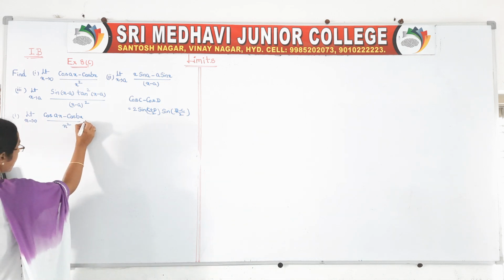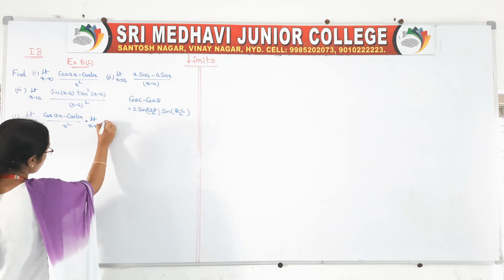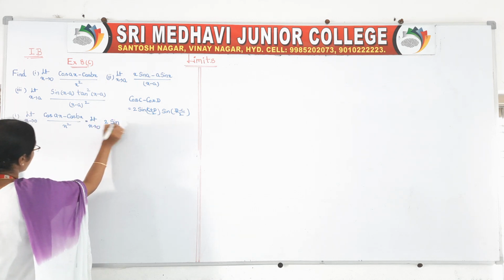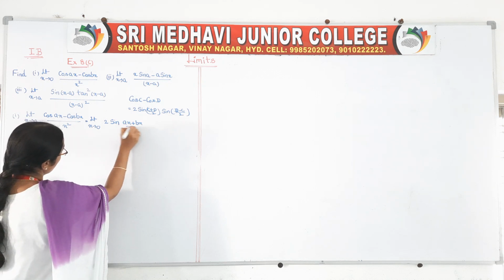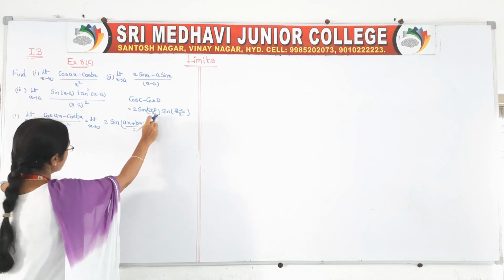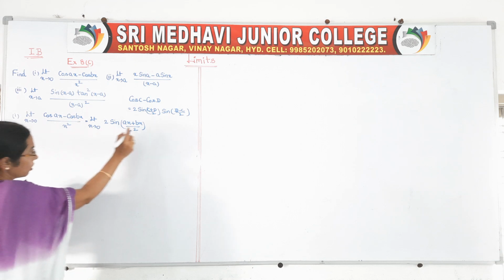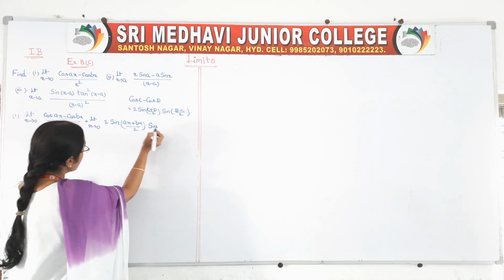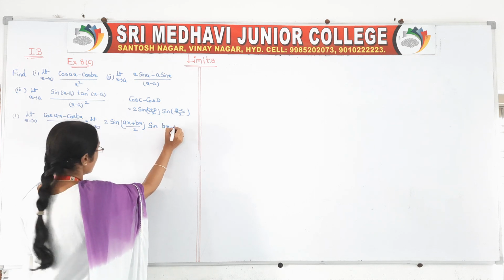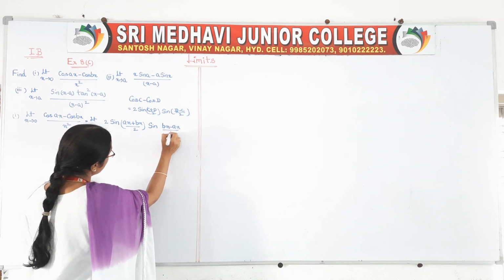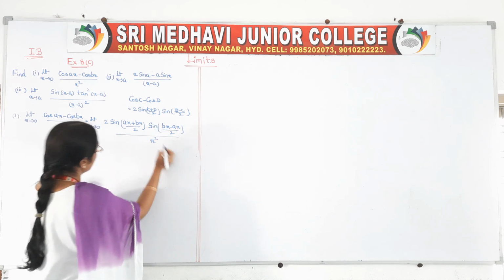So this can be taken as limit x tends to 0, 2 sine of (ax plus bx) by 2, right? You consider this as c, this as d: c plus d by 2, into sine of d minus c by 2, that means bx comes first, (bx minus ax) by 2, divided by x square.